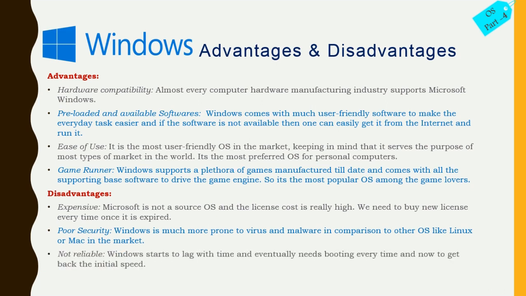Third disadvantage is not reliable. That means Windows starts to lag with time and eventually needs rebooting every time to get back to the initial speed. So these are some disadvantages of Windows operating system.